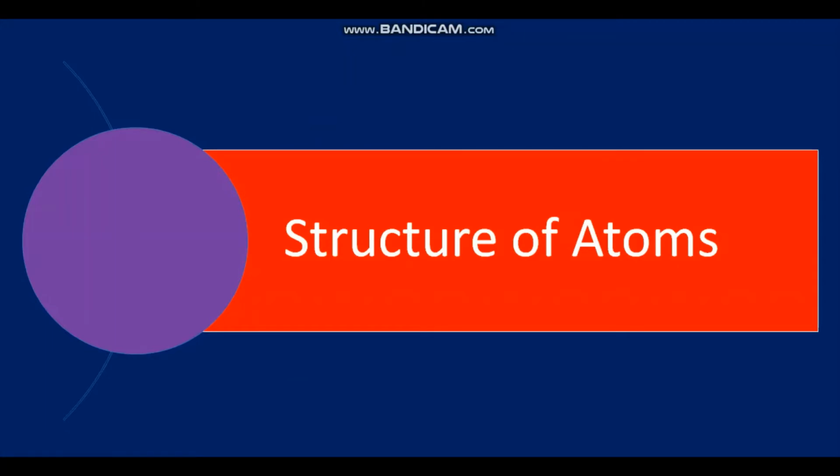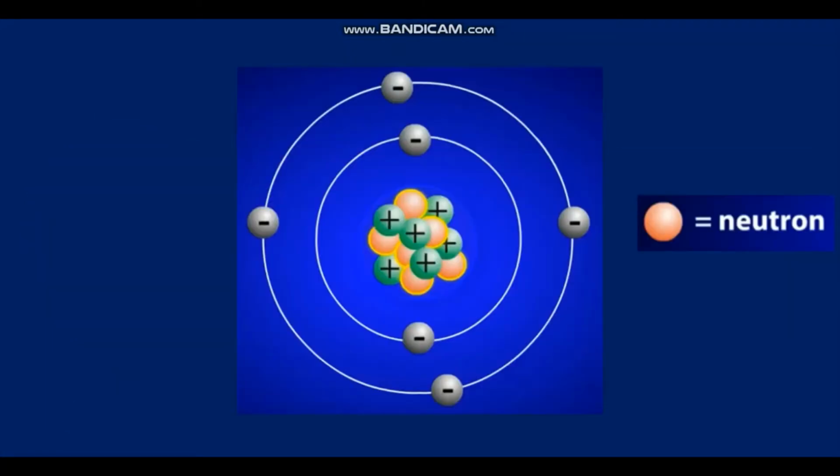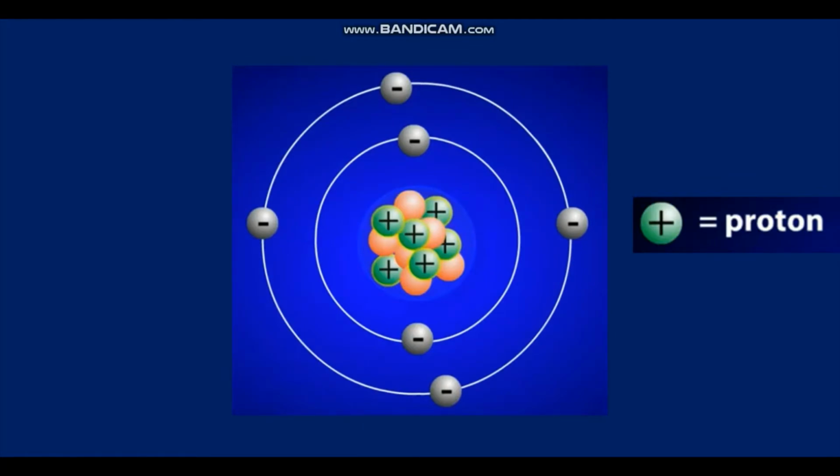Structure of atoms. So this structure of an atom has a neutron, which is in the yellow, and the neutron is found in the nucleus, which is based in the center of the atom, as you can see. And in each element the number of neutrons increases, meaning you can tell an element by the number of its neutrons.